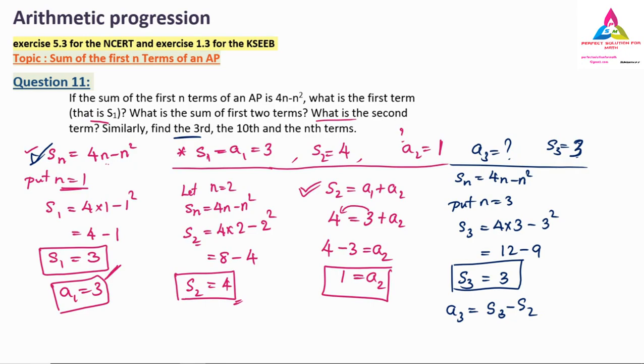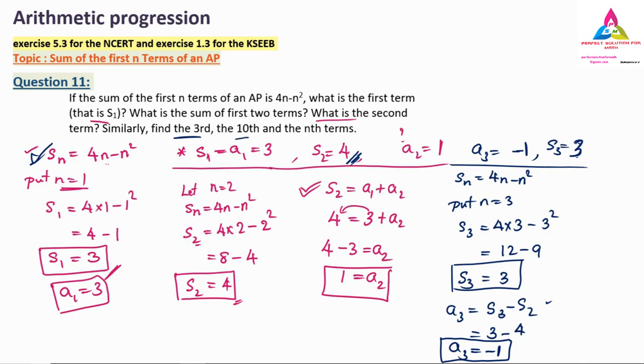This is how it came. If you want to know, you just have to go back in this video about 5 minutes, and you can check how I got that A3 is equal to S3 minus S2. So the S3 value is 3, and the S2 value, see here, is 4. 3 minus 4 is equal to minus 1. So the A3 value is minus 1. This is what they have told you to find. The question mark we will remove because we have found the A3 value. So this is how we can find the A3 value.